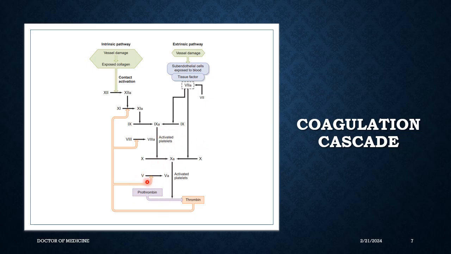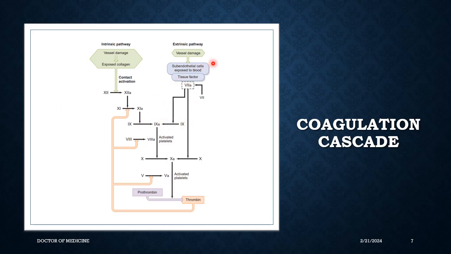Factor 10, known as the Stewart-Prower factor. So the Stewart-Prower factor will then proceed to converting prothrombin into thrombin. Prothrombin is our factor 2, thrombin is the activated factor 2. Thrombin will then proceed to converting factor 1 into factor 1A. We'll see a detailed outline in the next slide, okay?